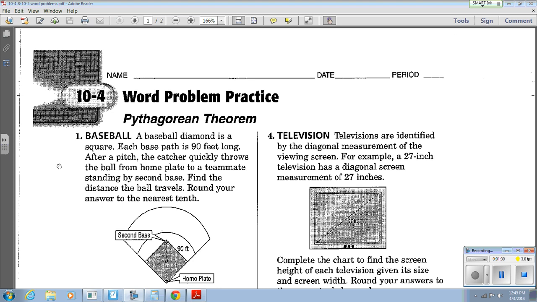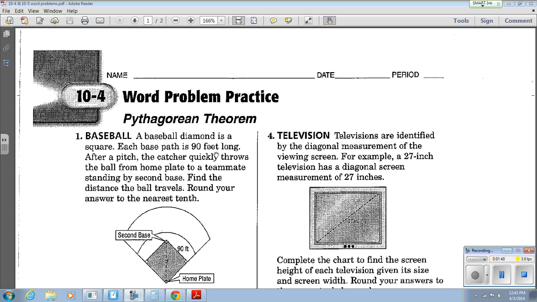Take a look here on this word problem sheet. If you don't have this sheet in front of you, please pause the video, come and get the sheet from me, and get started with the assignment. What we're going to do is I'm going to go through these problems with you very quickly. Number one here is a baseball problem, just like what I had in the video.